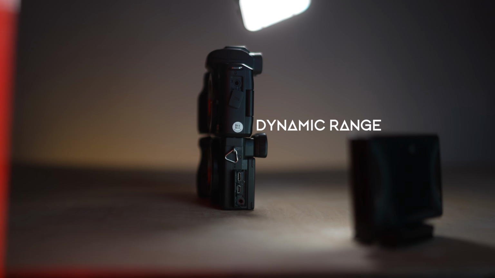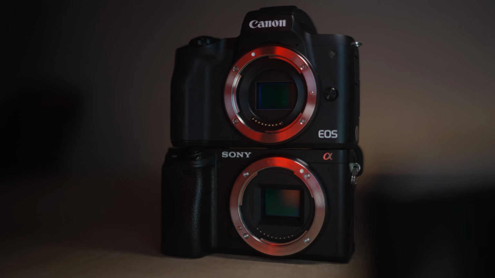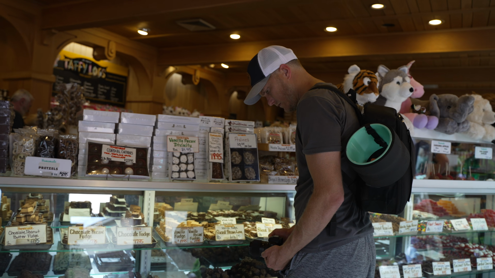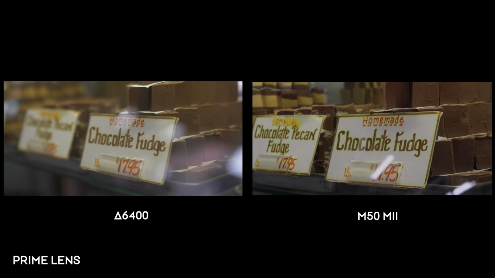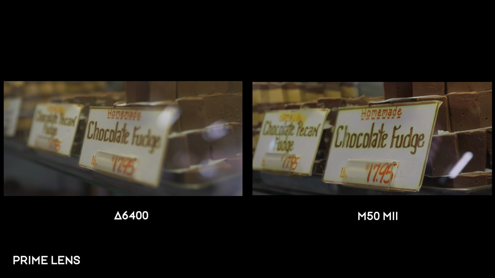The a6400 is advertised to have between 12 and 13 stops of dynamic range, and the Canon M50 Mark II has been tested to have 13.4 stops of dynamic range. But when I was doing the research on this, I found information from all different types of sources and it was all over the place. So since I don't know how to calculate dynamic range scientifically, I say we just look at the side-by-side images from here through the rest of the video and you can be the judge of that.